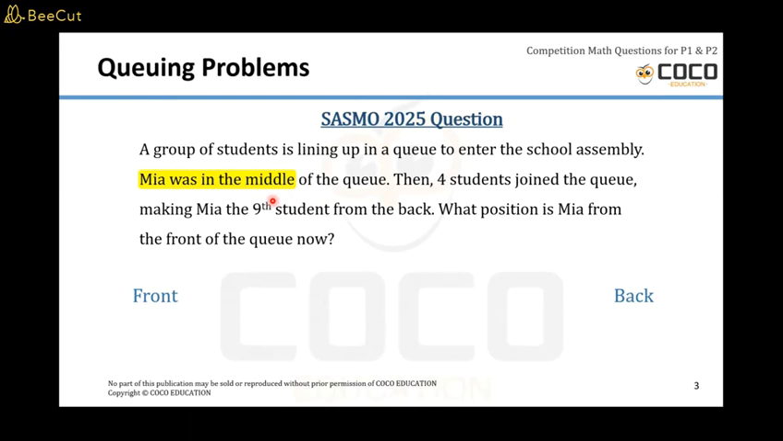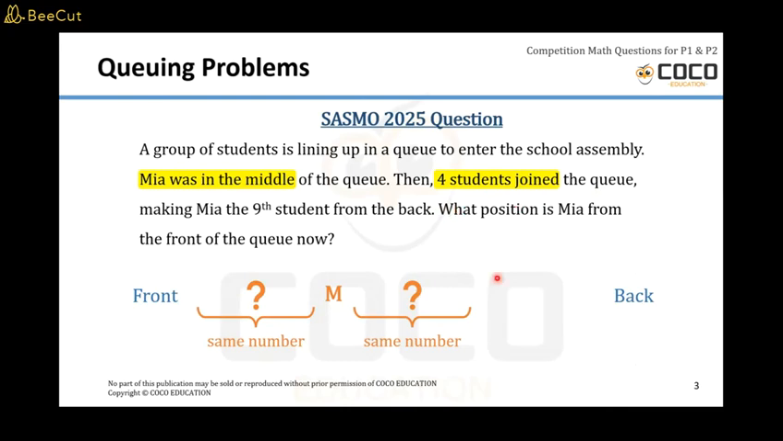Okay, let's assume Mia is over here, which means in front of Mia and at the back of Mia, they have the same number of students queuing in front and behind her. But we don't know how many. Okay, let's leave it blank first. Then let's take a look at the second clue. It says that then 4 students join the queue.